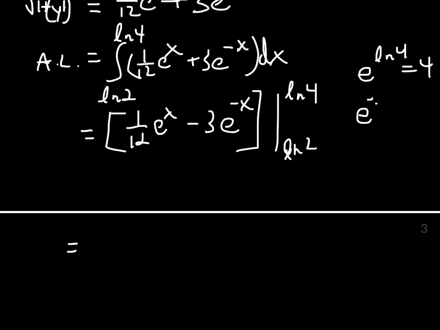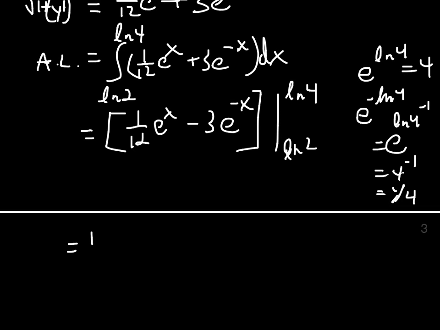E to the negative natural log of 4. We have to get rid of that negative first. And what we do with that is we bring it up to the top. It's equal to e to the natural log of 4 to the negative 1. Bring it up as an exponent. And so that's 4 to the negative 1, or 1/4. Okay, great. And the same thing happens with natural log of 2.